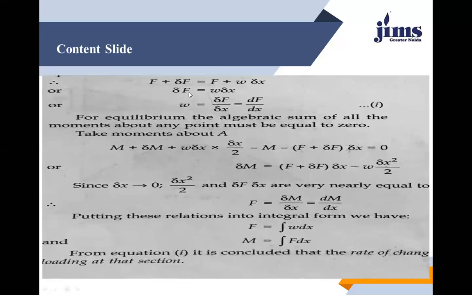If delta x is assumed to be 0, then I can say that w is equal to dF by dx. That is, the differentiation of shear force is equal to the load per unit length. That is the relationship between shear force and load.